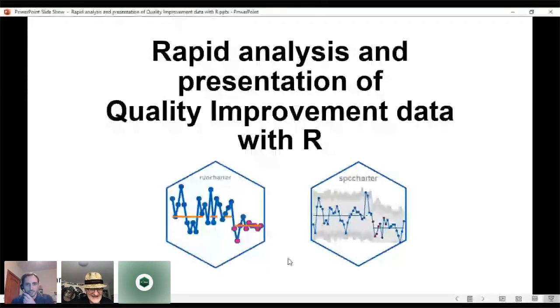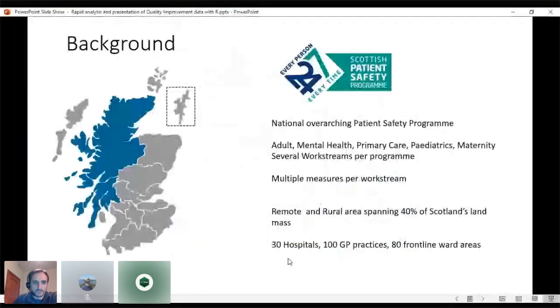Thank you. I'm going to talk about quality improvement data with R. I'm based in Inverness, and I work for a health board which covers a very large part of Scotland. I have been supporting a national safety programme for the last few years. That covers several programmes such as adult primary care and mental health, operating in about 30 hospitals, 100 GP practices, and about 80 clinical ward areas.